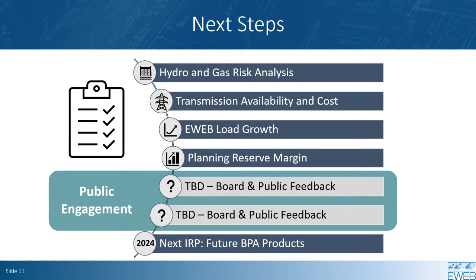For example, there was a pre-meeting question about climate change scenarios, and we could combine multiple assumptions together to make that scenario and look at the results. We plan to do some work around that hydro and natural gas risk analysis to understand how volatility can impact the portfolio. We plan to analyze transmission risk and look at how increasing the assumed cost of transmission might impact the model selecting different resources.